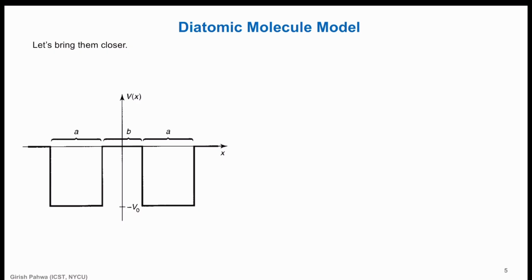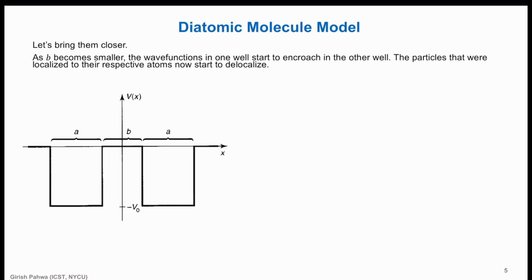So when we bring these two wells together, what happens is that the wave functions are going to talk to each other. So the wave function here, which was leaking like this, it can reach here. Similarly, the wave function which was leaking like this, it can reach here. So there is some finite probability of, say, this electron to be found in this well. There is finite probability of this electron to be found in this well.